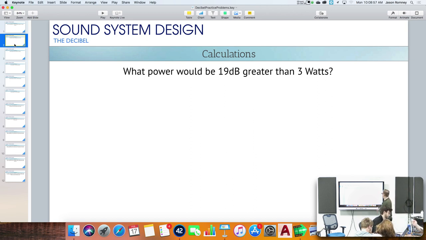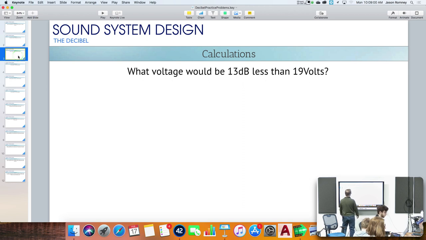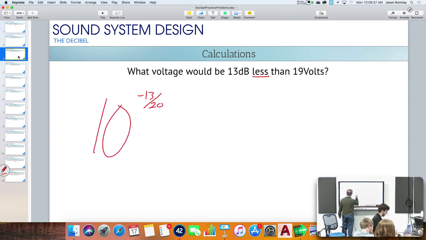Here's the same question, but now it's in volts. So in this case, what voltage would be 13 dB less than 19 volts? Okay, you're on the right track, but this is a little trickier because I want 13 dB less. So I don't want the voltage ratio for 13 dB. I want the voltage ratio for negative 13 dB. That's a pretty big difference. So that would be 10 to the power of negative 13 divided by 20. That's a different deal. So what would that be?